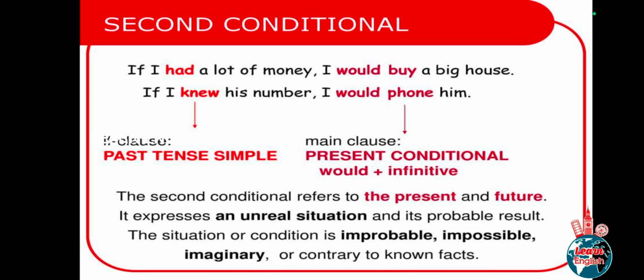For an unreal situation, for example, if I had a lot of money, what is the meaning? He doesn't have any money. So for that we have to use would plus verb form. If I knew his number, it means he doesn't know the number. So for this we have to use would plus verb 1 form.